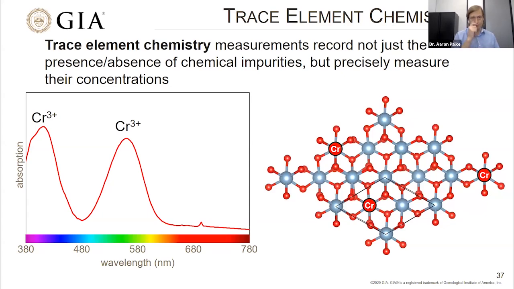element chemistry. So trace element chemistry measures not just the presence or absence of chemical impurities, but we can precisely measure their concentrations. So how much chromium is in a ruby, not just is there chromium in that ruby or not. UV-VIS spectroscopy is really good for telling qualitatively what's in the stone. But for gemstones, UV-VIS spectroscopy is not great for identifying concentrations of these types of chemical impurities.